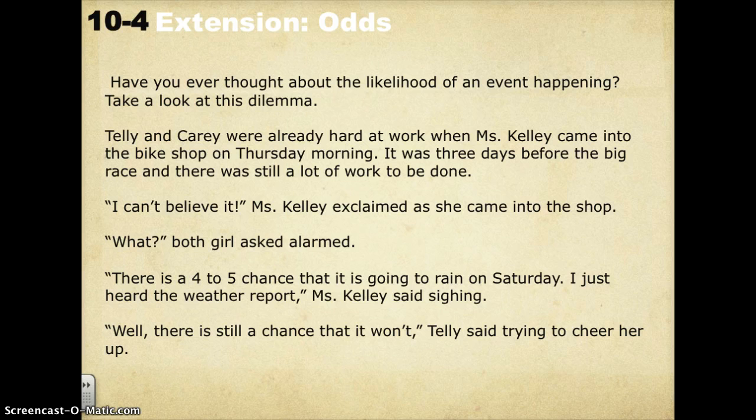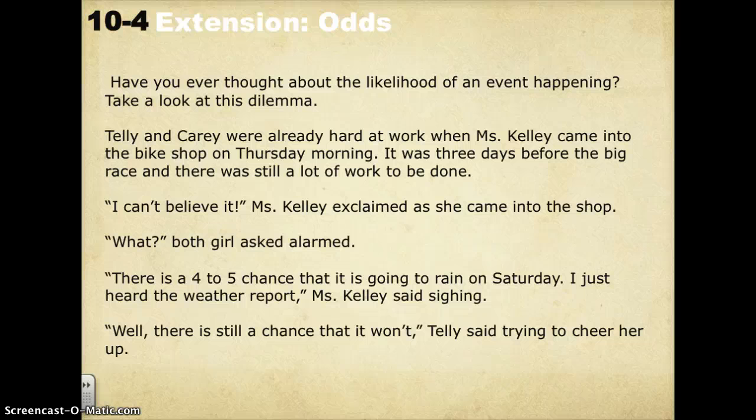Let's read through this scenario and just think about it. Have you ever thought about the likelihood of an event happening? Take a look at this dilemma. Telly and Carrie were already hard at work when Ms. Kelly came into the bike shop on Thursday morning. It was 3 days before the big race, and there was still a lot of work to be done.